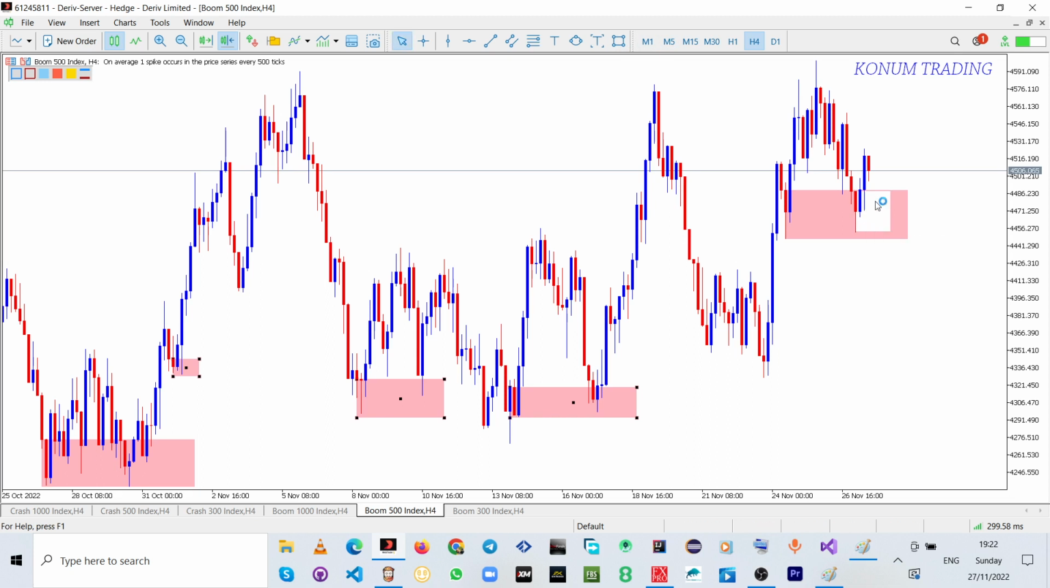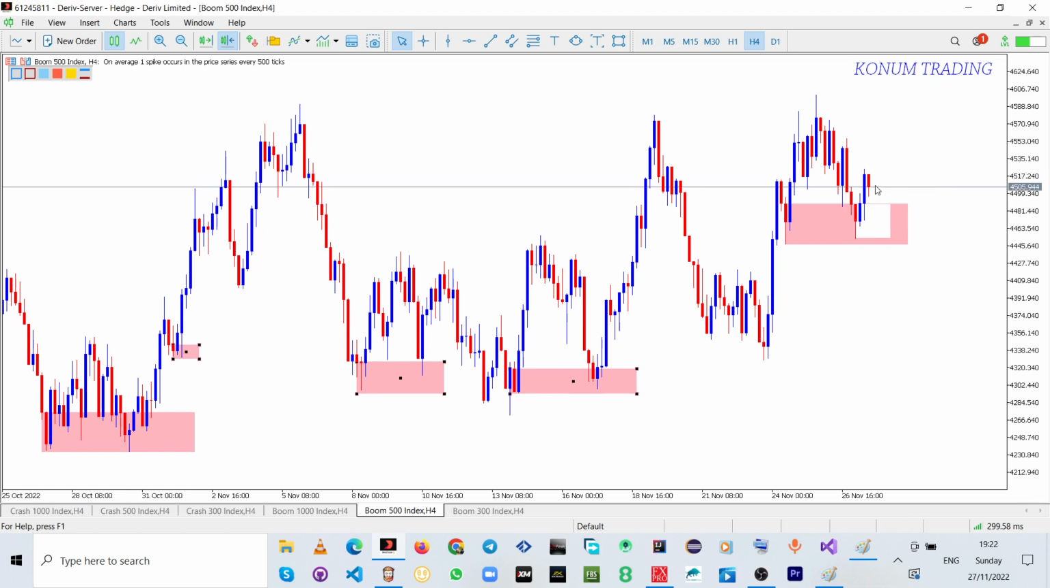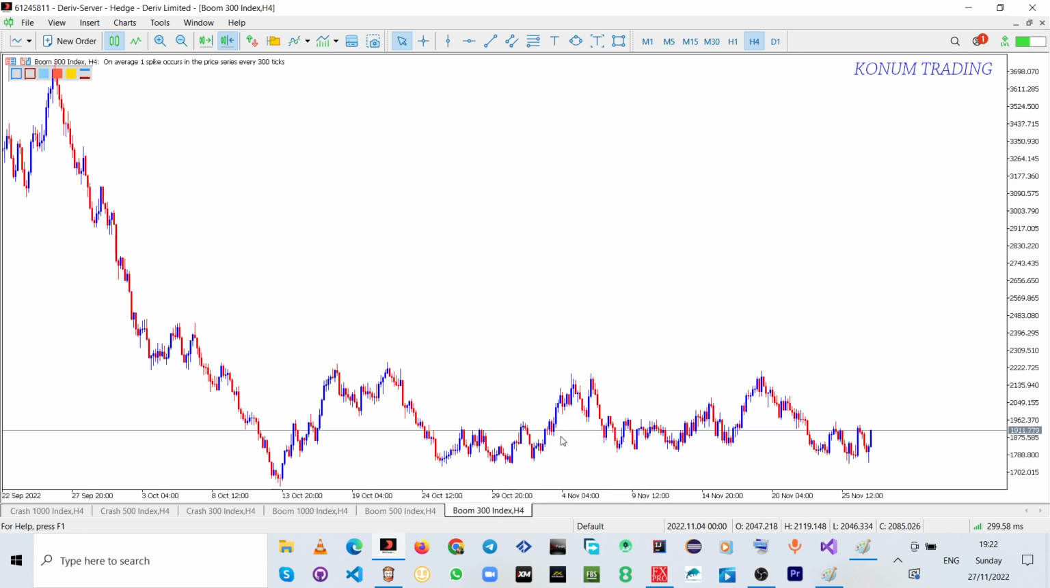So there's another zone, and money was made. If you'd have missed this trade from this big zone, there was a little zone that was created inside here, and you still would have made money. You can see the price is rejecting as I am doing the video. This happened as I am making this video. And let's continue to the Boom 300.